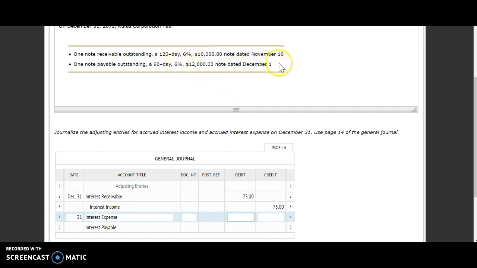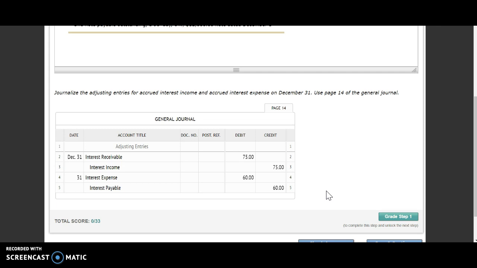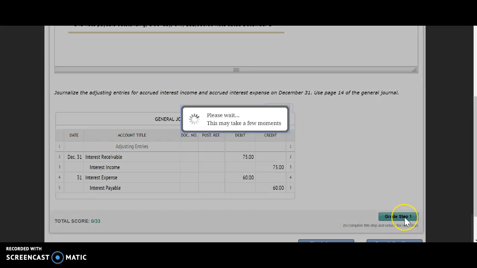I'm going to figure out how long I had that note payable. We signed it on the 1st. There's 31 days in December, so I'm going to take 31 minus 1, and that's 30 days. So 12,000 for the principal times the 6% times 30 over 360. That's going to give us $60 for our interest expense and interest payable. That's all we needed to do for step 1. So I'll grade step 1.